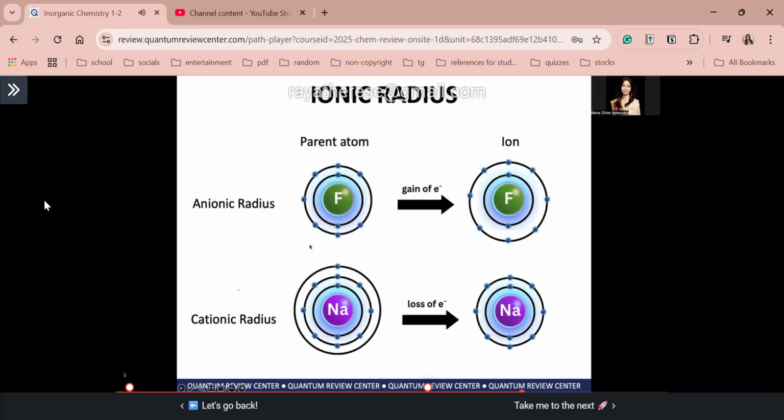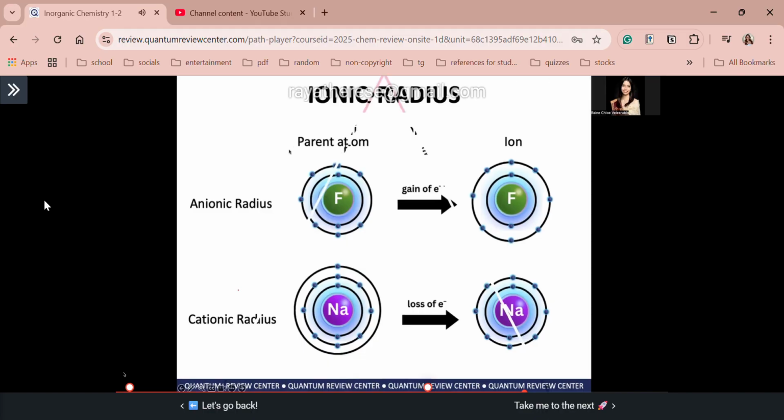In contrast, anions are larger than their neutral atoms because of the increased repulsion between the added electrons in the valence orbital and the inner electrons, causing the electron cloud to expand. Okay guys, since nagdagdag ka ng electron kay fluorine, merong increased repulsion between the valence electrons and the inner electrons, kaya nag-e-expand ang electron cloud. That's why fluoride ion is bigger than fluorine.